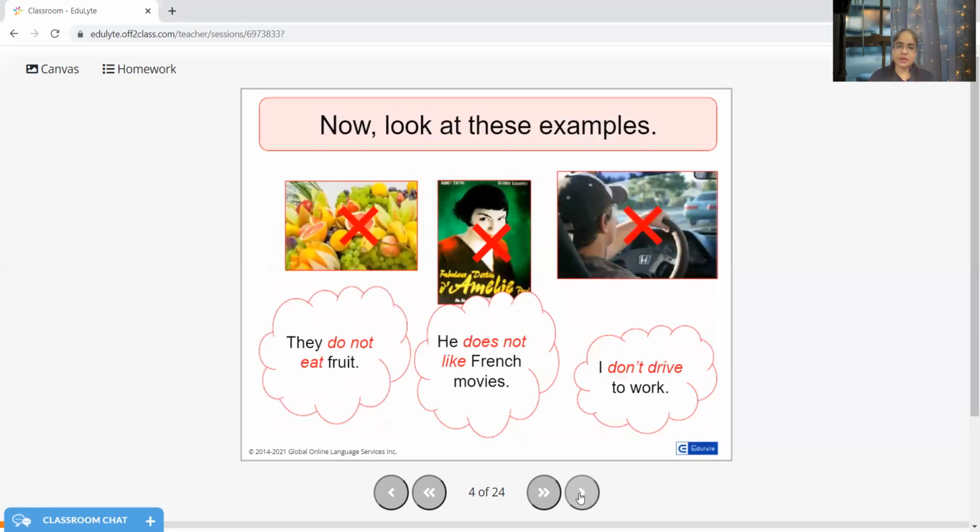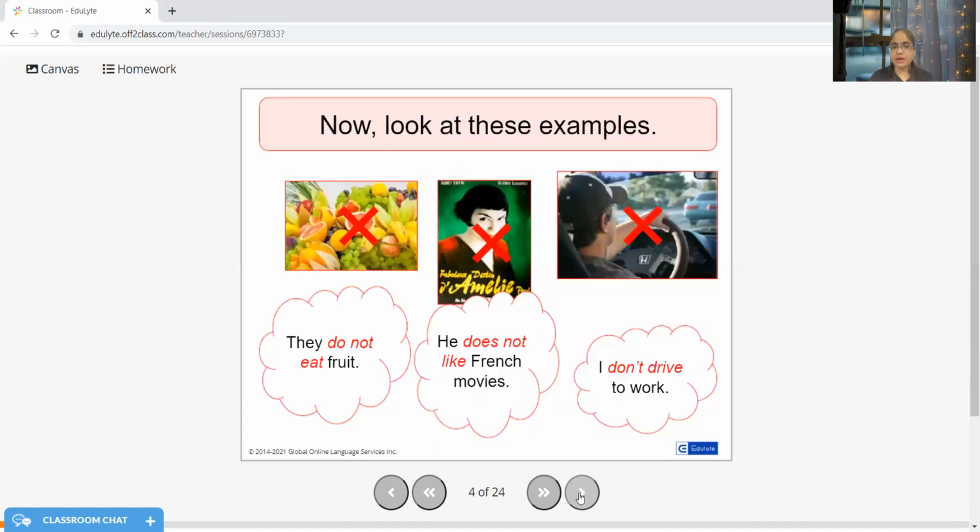Now look at these examples. This is slightly different from what we have just discussed. They do not eat fruit. He does not like French movies. I do not drive to work. So I'm just putting not in the sentence along with do and does.